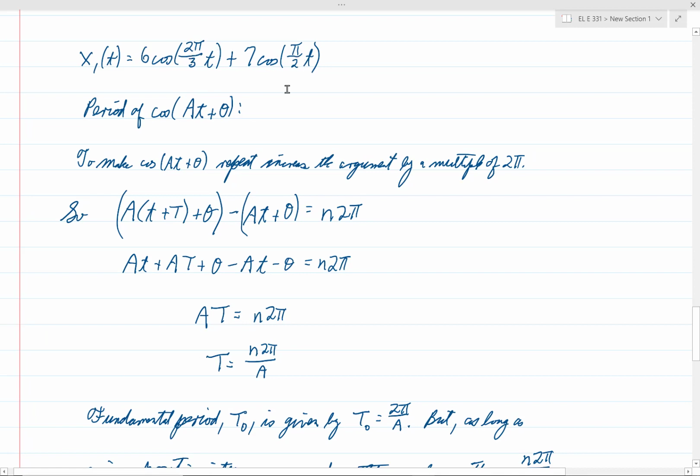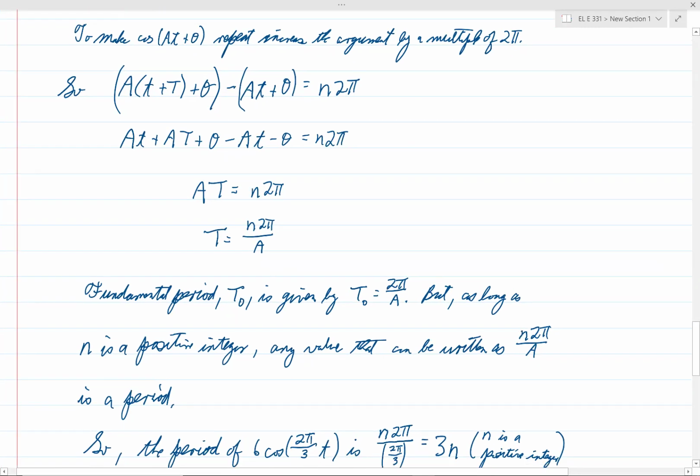So now that we have found that out, remember we have two different cosine terms here. And the thing that's sort of tricky here is that these two functions, notice that this is cosine of 2 pi over 3 t, this is cosine of pi over 2 t. So these two cosine functions do not have the same period. And we're going to have to figure out how to handle that.